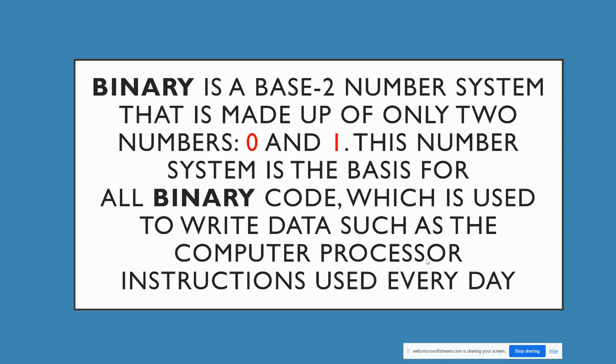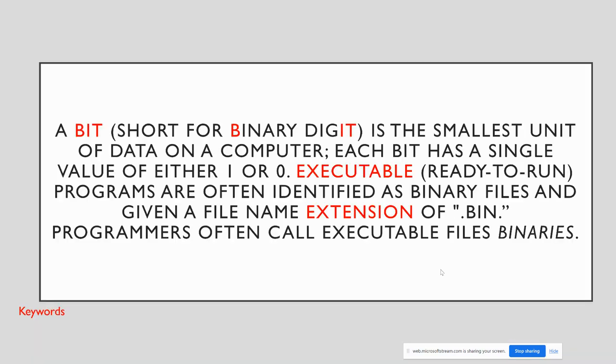Now, binary, first we need to go back and understand what is binary. Binary is base 2, which is the 0 and 1 number system that is made up of only 2 numbers. While decimal or denary is base 10 because we have 10 fingers. So it's 1, 2, 3, 4, 5, 6, 7, and so on. This number system is the base for all binary code, which is used to write data such as the computer processor instructions used every day.